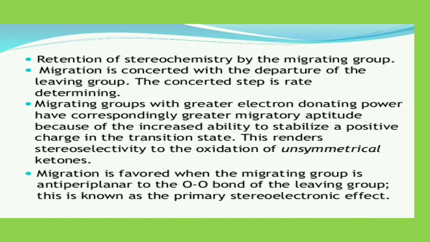The migration is concerted with the departure of a leaving group. The concerted step is the rate determining step. The migrating group must have greater electron donating power. The greater electron donating power corresponds to the greater migrating aptitude. That means the group attached to an electron donating group, such as a CH3 group or a tertiary butyl group, is the one that migrates.